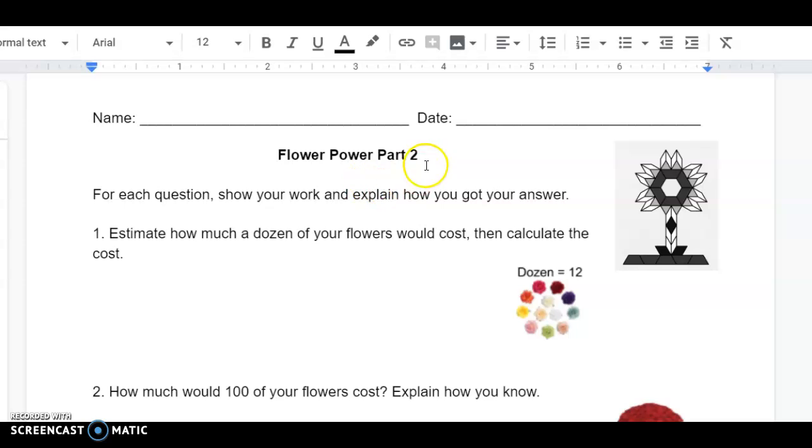Flower Power Part 2. For each question, show your work and explain how you got your answer. Question 1. Estimate how much a dozen of your flowers would cost. Then calculate the cost.